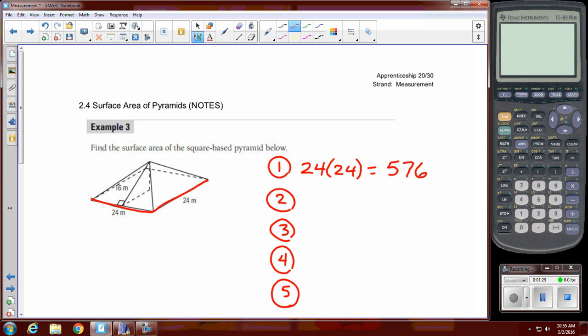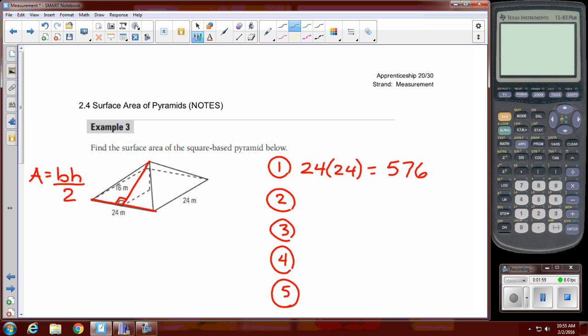Now we're going to look at the triangles that make it up. Since it's a square pyramid, all of the triangles have a base of 24, and the heights will all be the same as well. So what we have to look at is, do we have the base of the triangle with its height? Because the formula for the area of a triangle is base times height divided by 2. Now back in our other lessons, we said base and height need to make a 90-degree angle, which this actually does.